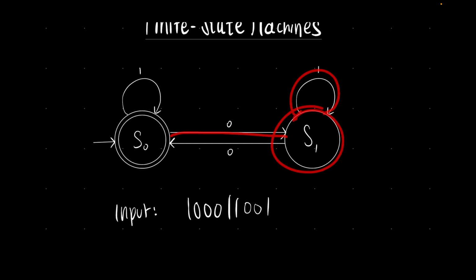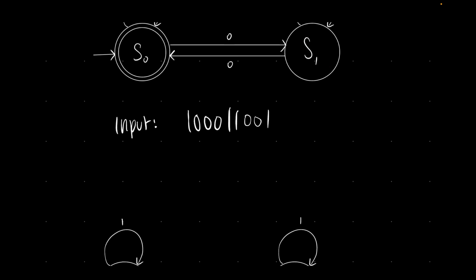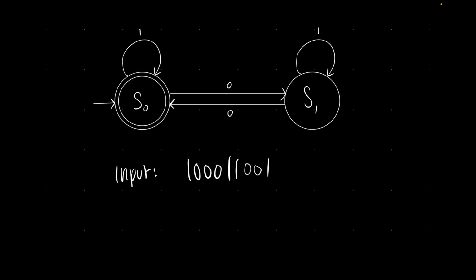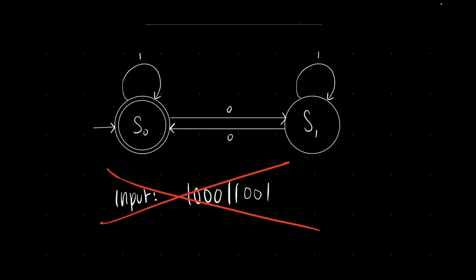Where have we ended up? We've ended up in S1. Is S1 an accept state? No, it's not, because it doesn't have the double ring here. So if the question would ask you, would this be accepted? You would say, pretty clearly, no, because when we trace it with the arrows, it ends in a state which is not the accept state.